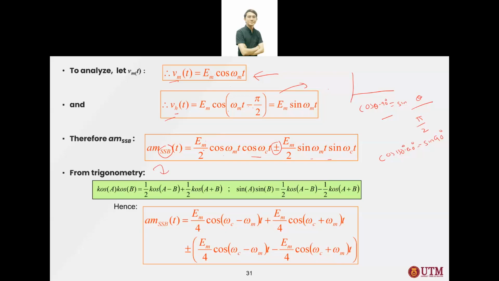So from the trigonometry, because you see here, this one is cos A cos B, and this one is sin A sin B. From cos A cos B, you will have half cos (A minus B) plus half cos (A plus B). From sin A sin B, you have half cos (A minus B) minus half cos (A plus B).